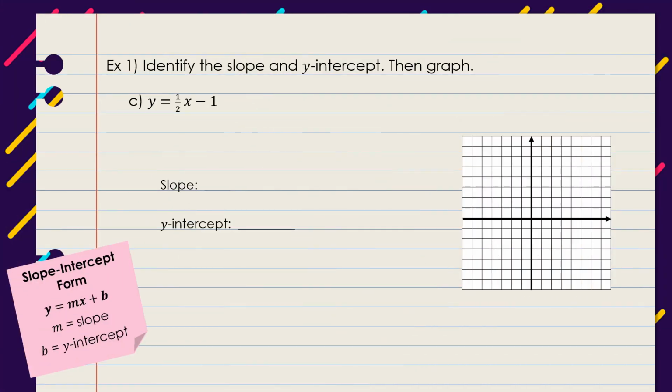Example 1c, we are given y equals 1/2 x minus 1. This is your try it problem. Pause the video now to identify the slope, y-intercept, and draw your graph, and then press play when you're ready to continue.